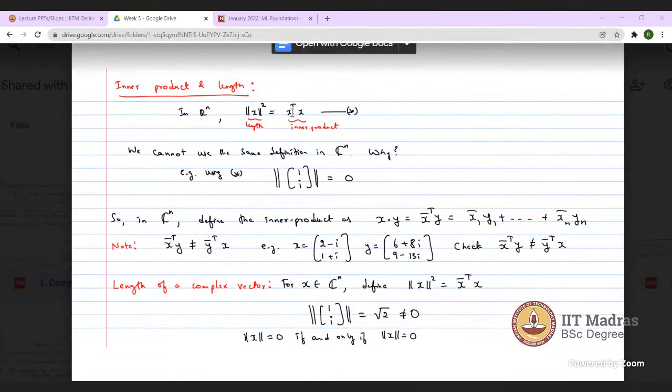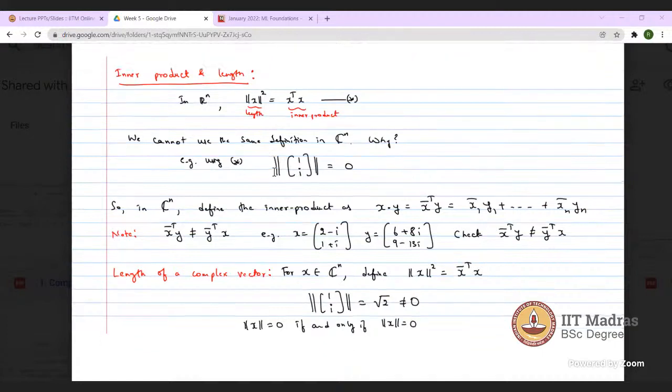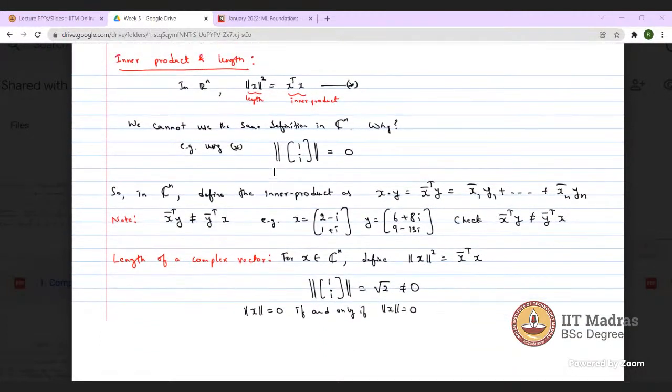Okay, no, this will be for real vectors. For complex vectors, if you directly multiply it like that, then the result could be 0. So that's why we will not be doing it. We'll be defining it in a different way.